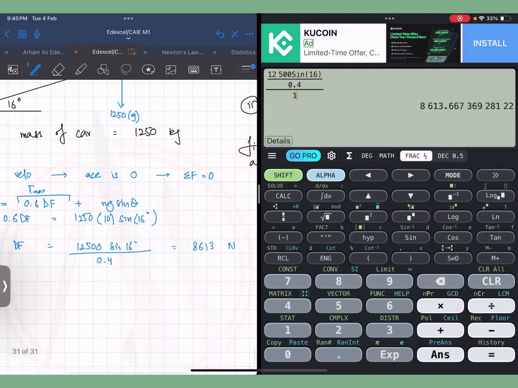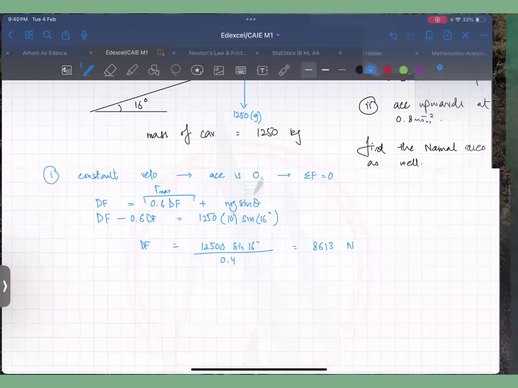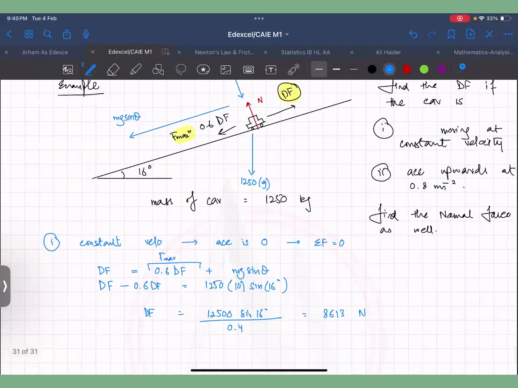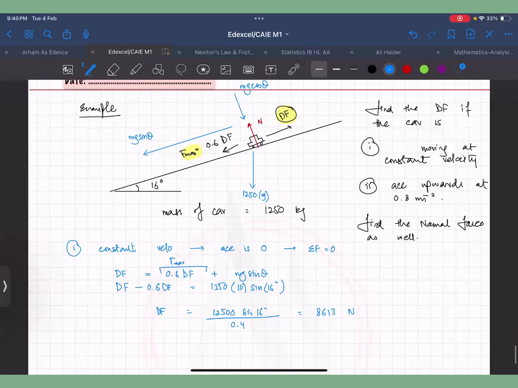8613 Newton. This is the force of the engine exerting on this car right now, which is overcoming the friction force and overcoming the weight component. Exactly overcoming the weight component and the friction force, so that it is at equilibrium and the car is now moving with a constant velocity. If this driving force was a little bit less or more than that, then the car would be either moving up or down or slowing down. It would have a positive or negative acceleration. Right now, it is exactly at 0 acceleration.